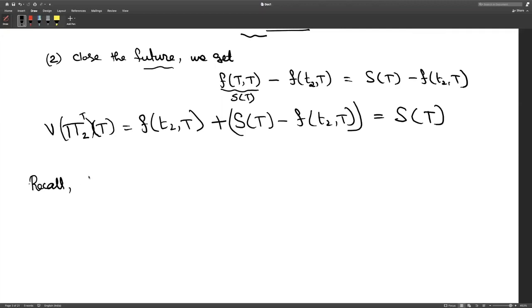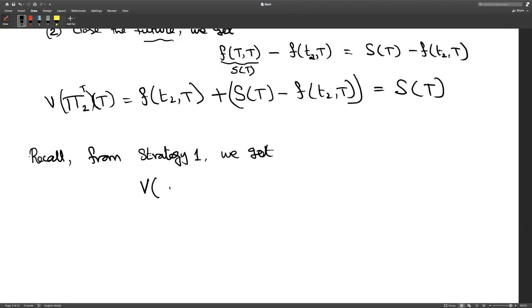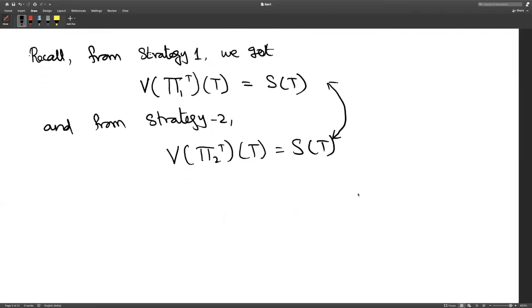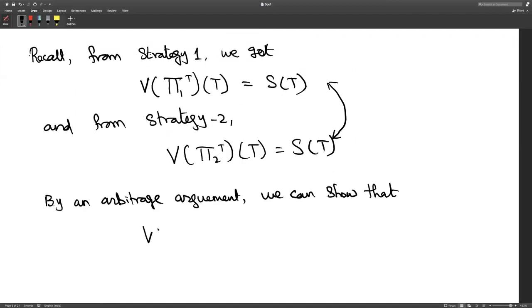Recall, from our strategy 1 we got V(pi 1) at capital T was S(T), and from strategy 2 we got V(pi 2) at capital T is also S(T). So they both are equal. This is what we initially aimed at, and we achieved two strategies that give the same final value. And by the arbitrage argument, we can show that the value of these portfolios at the starting point is equal to the value of the other one.